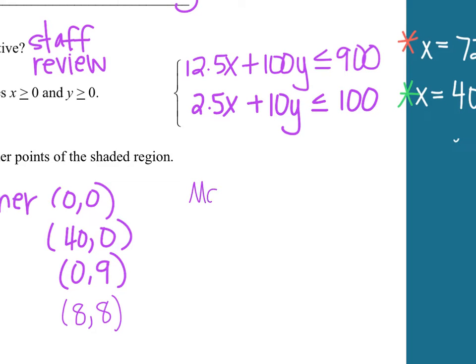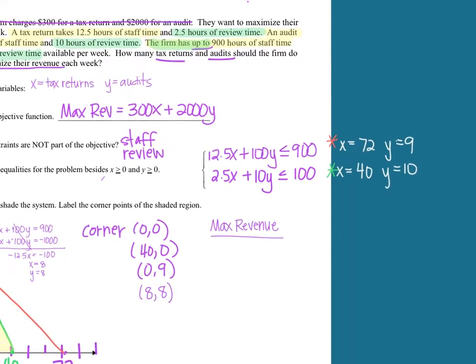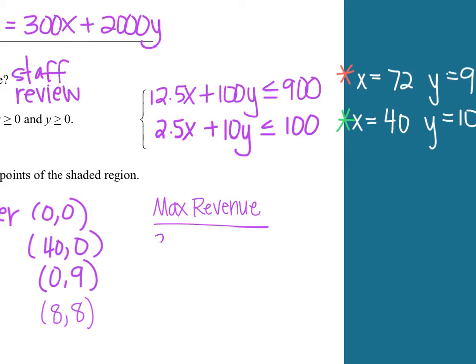So remember what our goal was. Our goal was to find the max revenue for this CPA firm. And so this is going to be 300 times 0 plus 2,000 times 0. Well, that doesn't equal anything very exciting. That's 0. That's a terrible revenue. So it's not going to be that one.